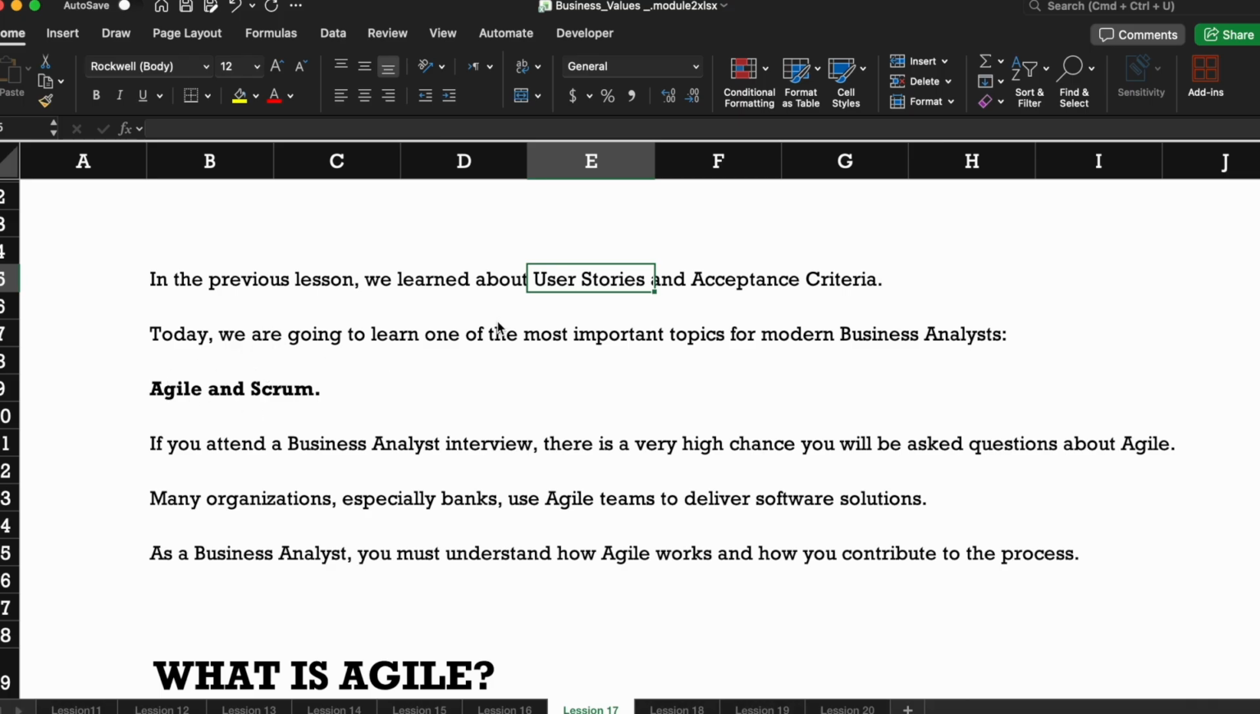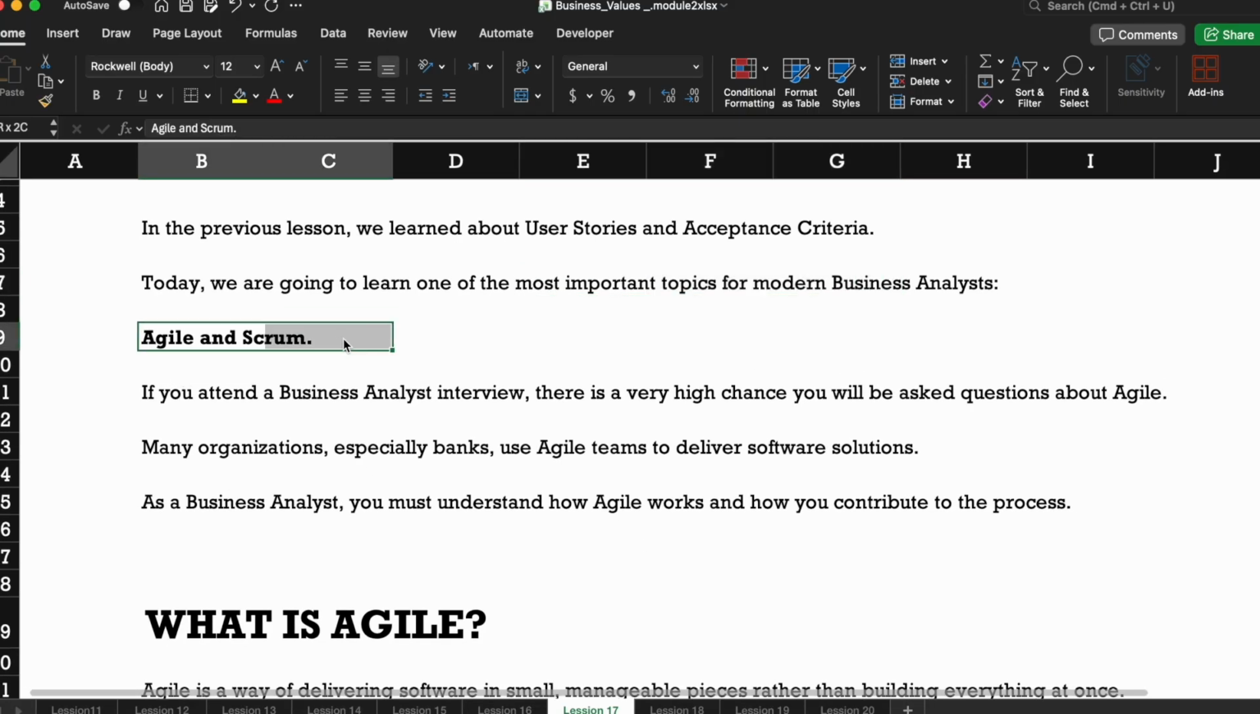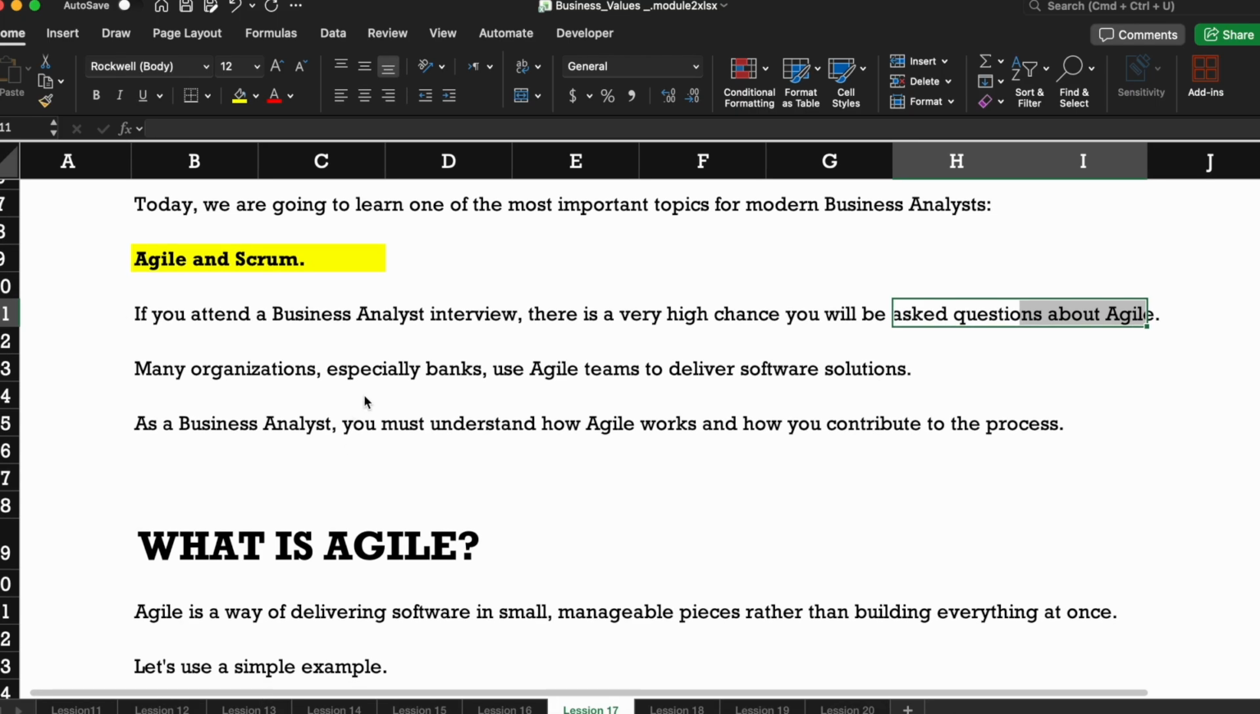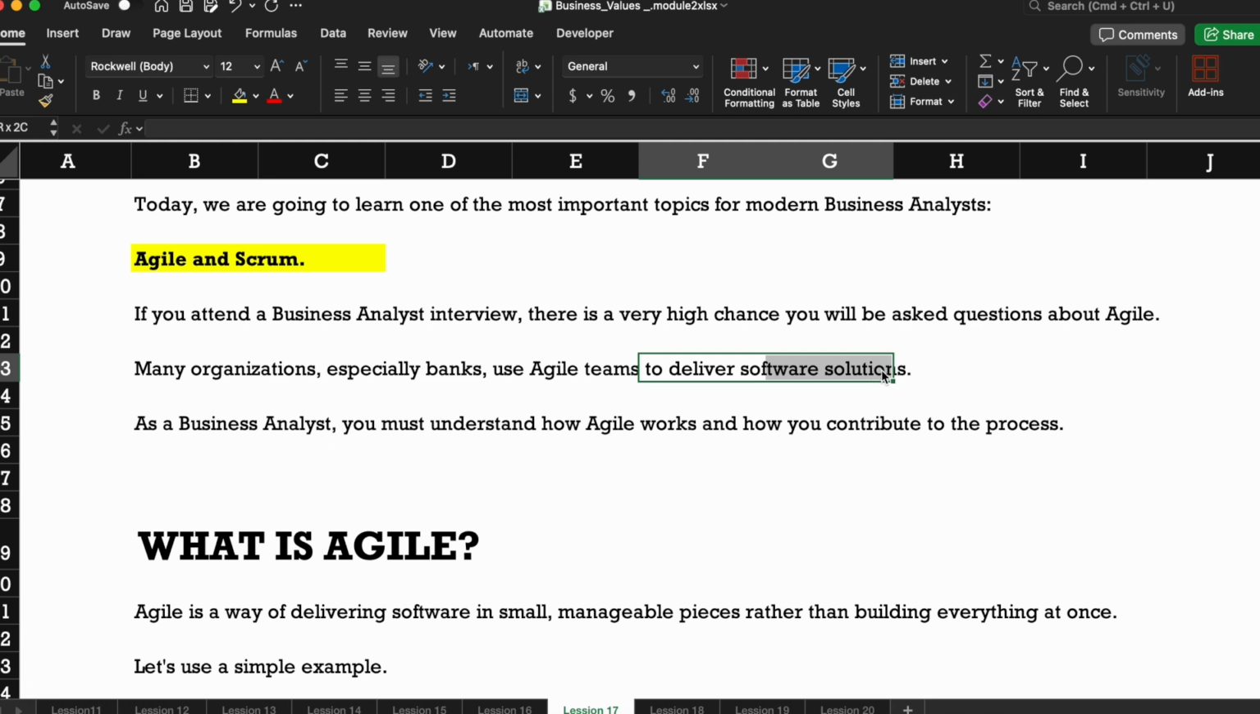So today we are going to learn one of the most important topics of a modern business analyst: Agile and Scrum. If you attend a business analyst interview, there is a very high chance you will be asked about agile. Almost every job post asks about agile, right? Many organizations, specifically banks, use agile teams to deliver software solutions. I believe other sectors also, healthcare, HR, finance, in software development they are using agile.